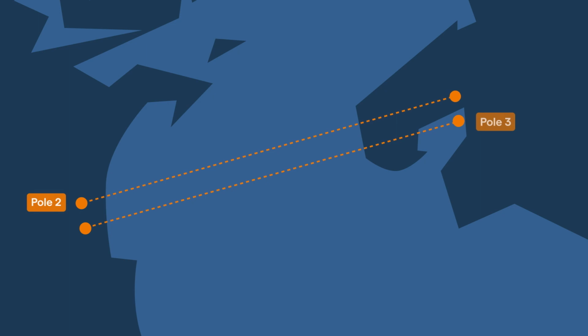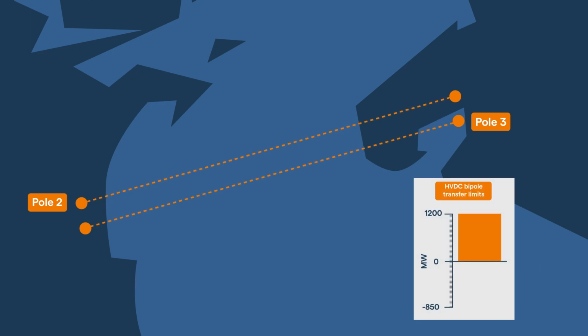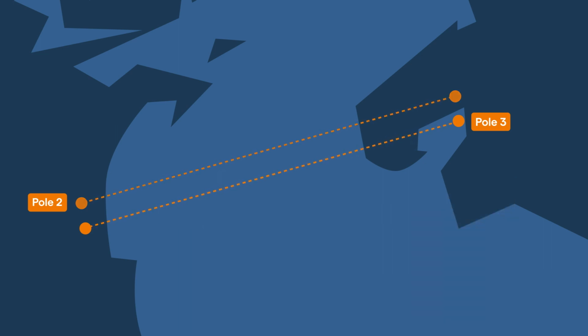The HVDC has two poles, named Pole 2 and Pole 3. When both poles are available, the HVDC link can be used to full capacity, 1,200 megawatts north and 850 megawatts south. With both poles, the HVDC link operates in round power mode. This means that the power transfer can smoothly pass through 0 megawatts and change direction from north to south and vice versa.